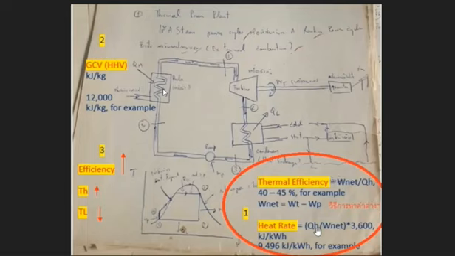Another important value would be the specific steam consumption, or SSC. The specific steam consumption would enable us to determine how much water needs to be circulated in the cycle, how many tons per hour of water need to be circulated in the cycle. So we will try to do that in this episode.